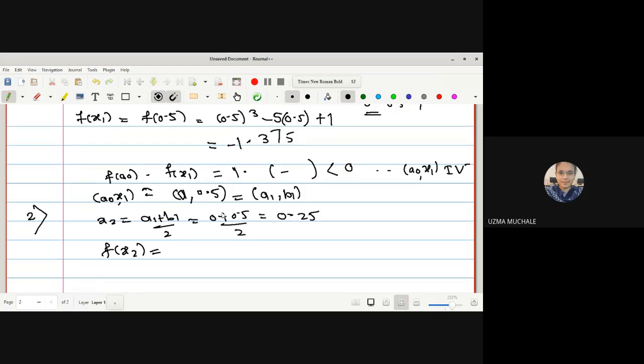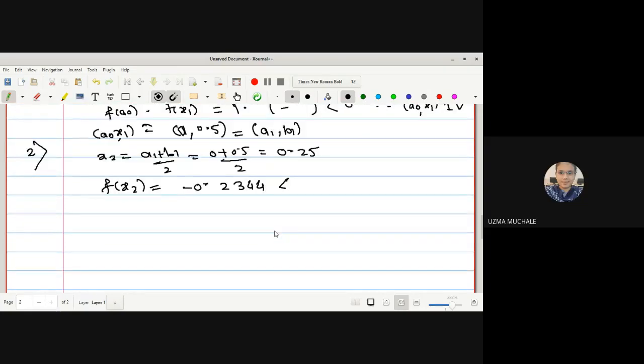Yes, what is the answer, f of x2? Minus 0.2344. Correct. Now we have to check the next step. What is the next step for checking? f of a1 into f of x2.